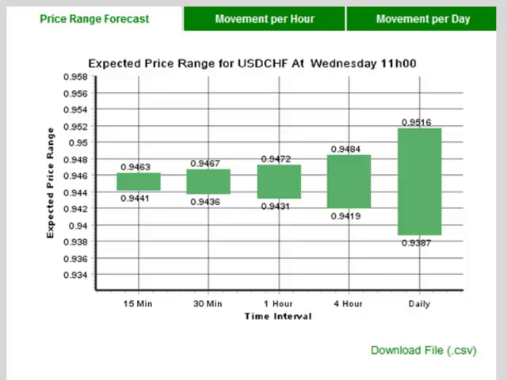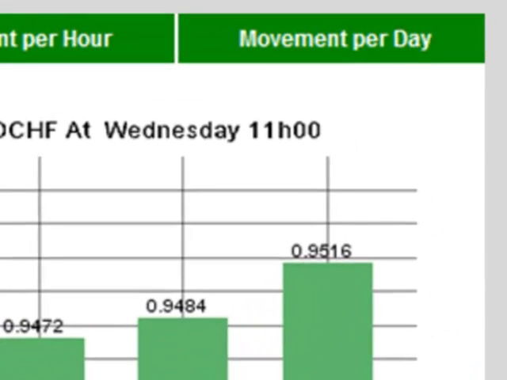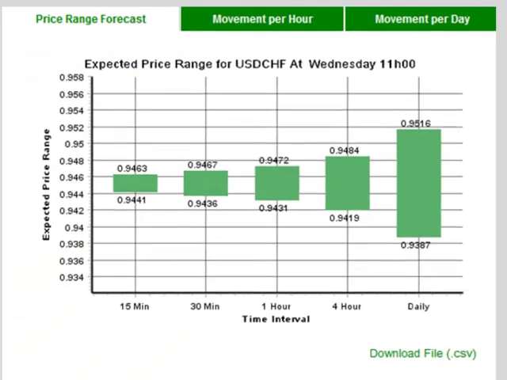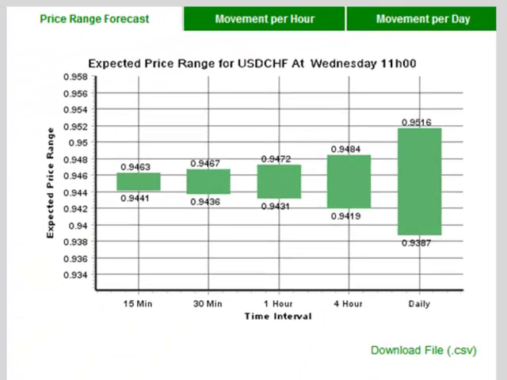The probability that price will stay inside the green bar for a given time interval is 68%. It is important to understand that this graph is a forward-looking view taken at a specific point in time. That time is indicated just above the graph. So, for example, on this particular graph, it suggests that there is a 68% likelihood that the price will stay between 0.9441 and 0.9463 for the 15 minutes following 11 a.m.